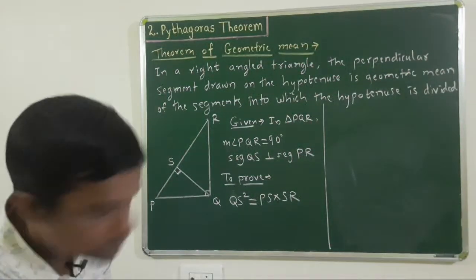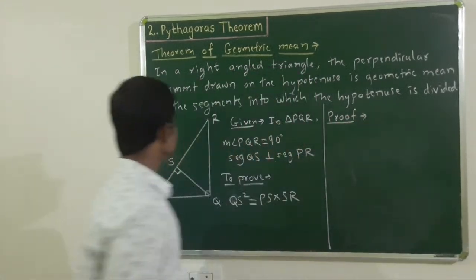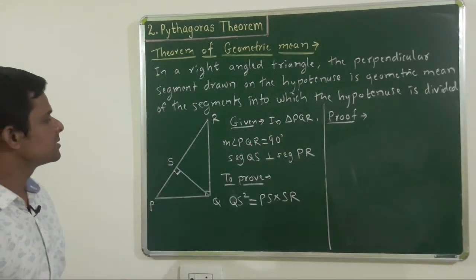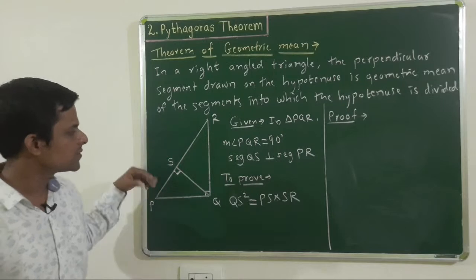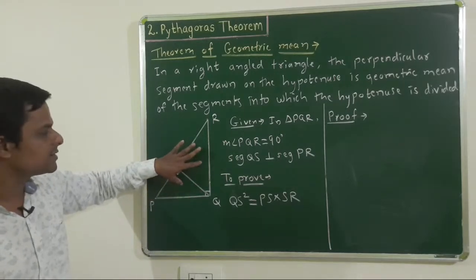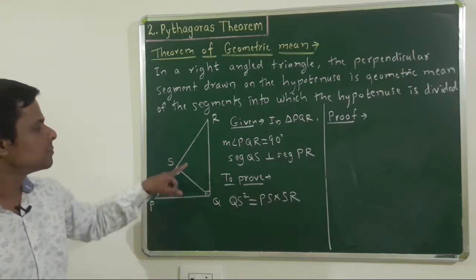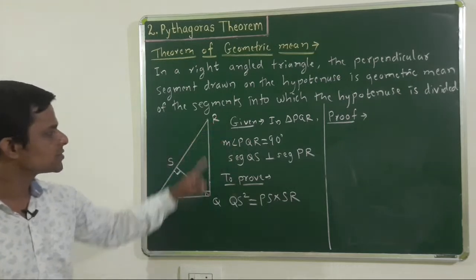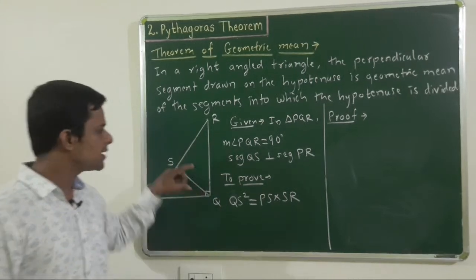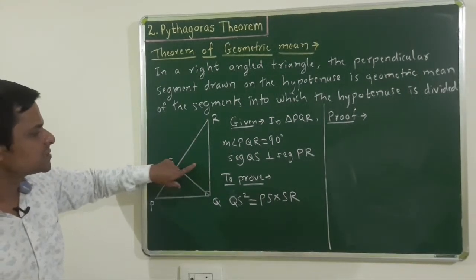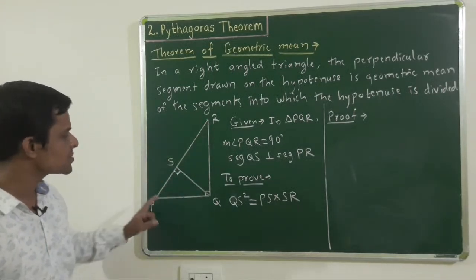Next step is proof. Proof is very simple. We have proved in the previous theorem, with the same diagram, that there is one right angle triangle and an altitude is drawn on the hypotenuse, and because of this altitude the triangle is divided into two triangles, and these two triangles are similar to the original triangle and similar to each other. Means triangle QSR is similar to triangle RQP, PSQ is similar to triangle RQP, and these two are similar to each other. Now we'll take this pair by using the previously proved theorem.